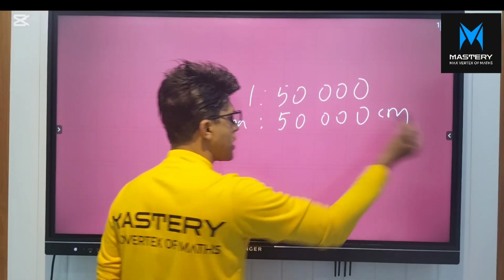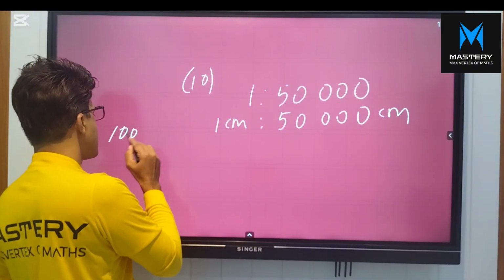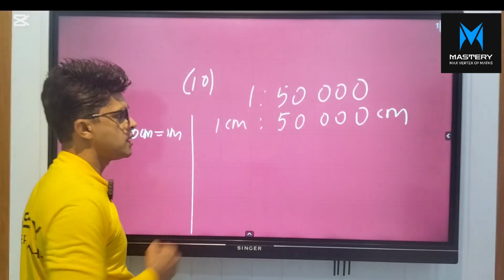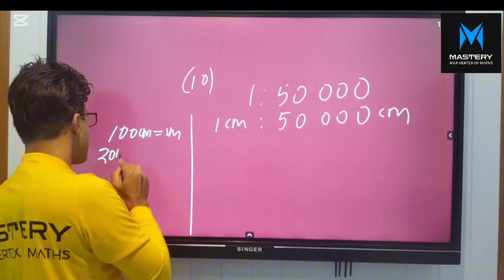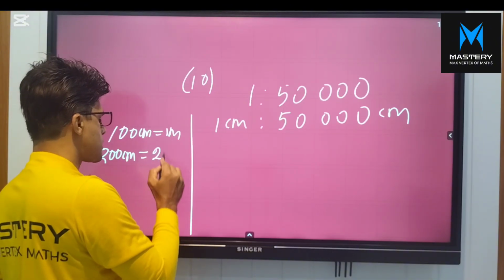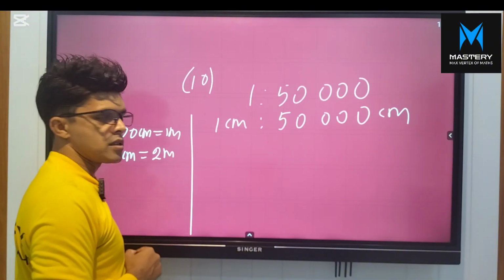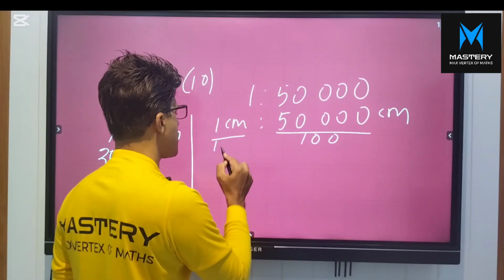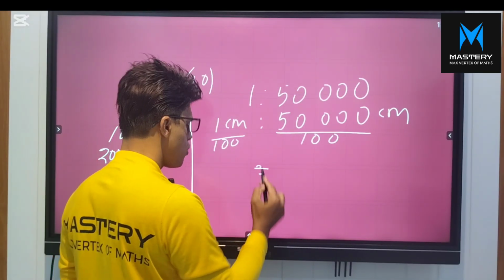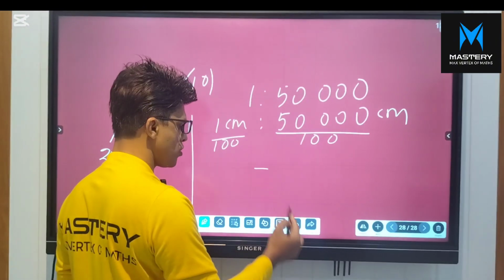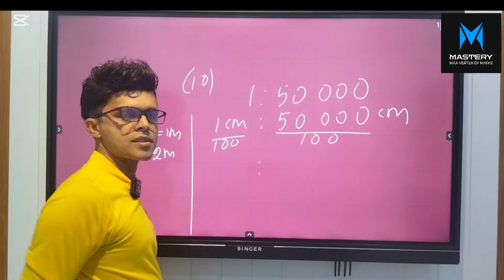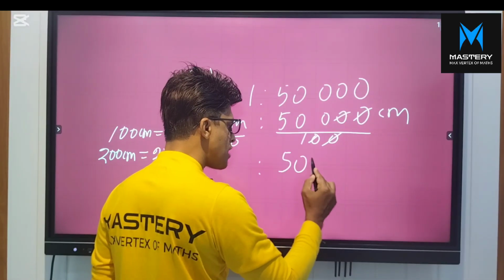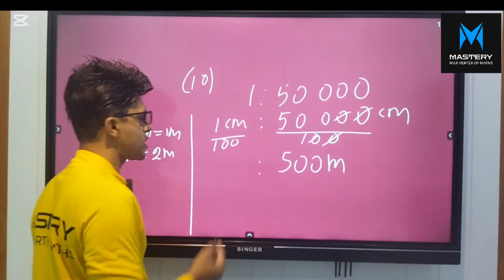So we could convert this into meters. 100 cm equals 1 meter, right? So 200 cm equals 2 meters. How do you convert centimeters into meters? You divide by 100. Why do we convert the centimeters into meters? Because of all these zeros, so that we can understand the question properly.